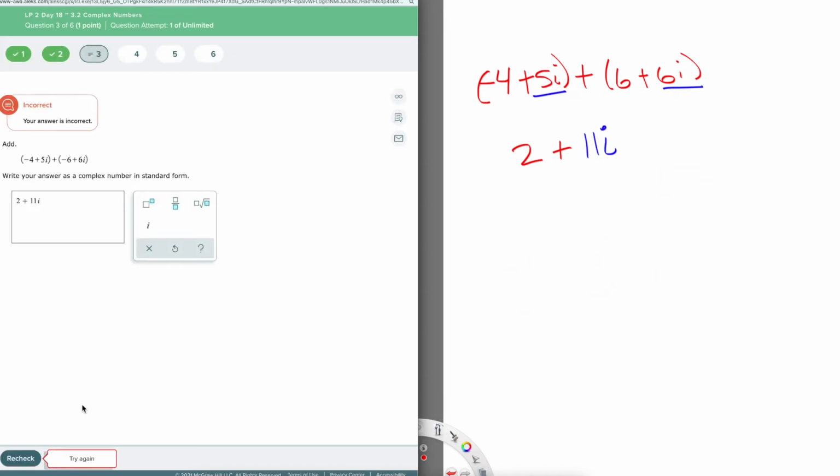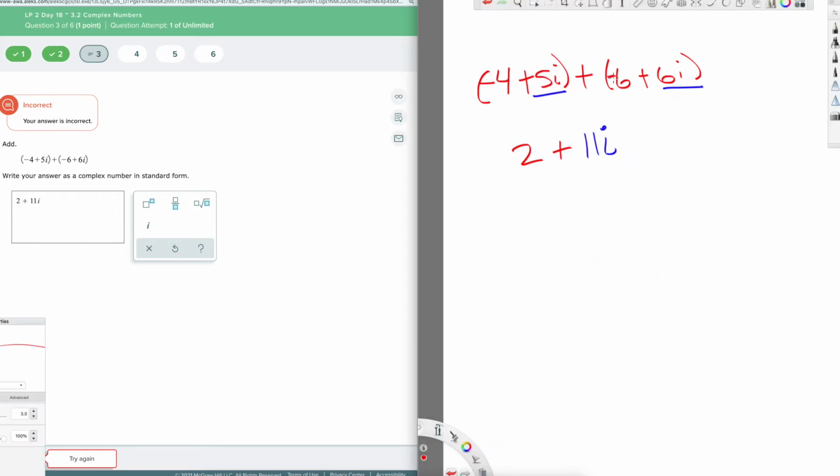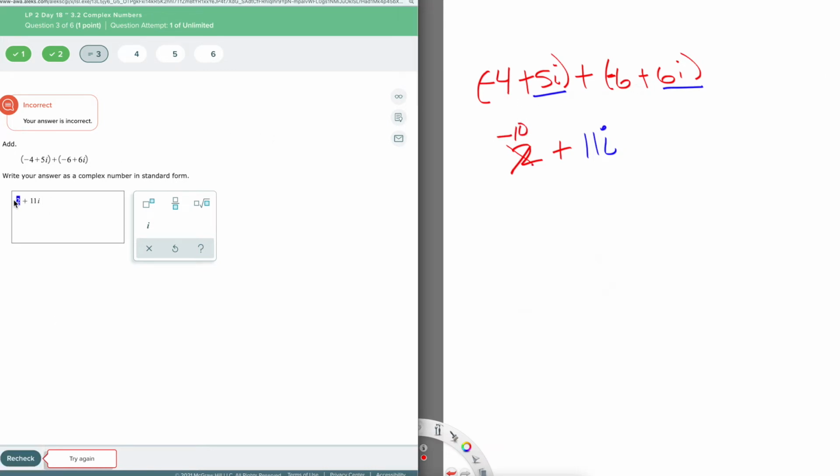Uh-oh. What did I do? Oh, I forgot a negative sign there. That should be a negative sign. See, I just totally forgot to write it in there. So negative 4 plus negative 6, that doesn't mean we subtract. It means we add and keep the negative sign because they're both negative. So this should be negative 10.